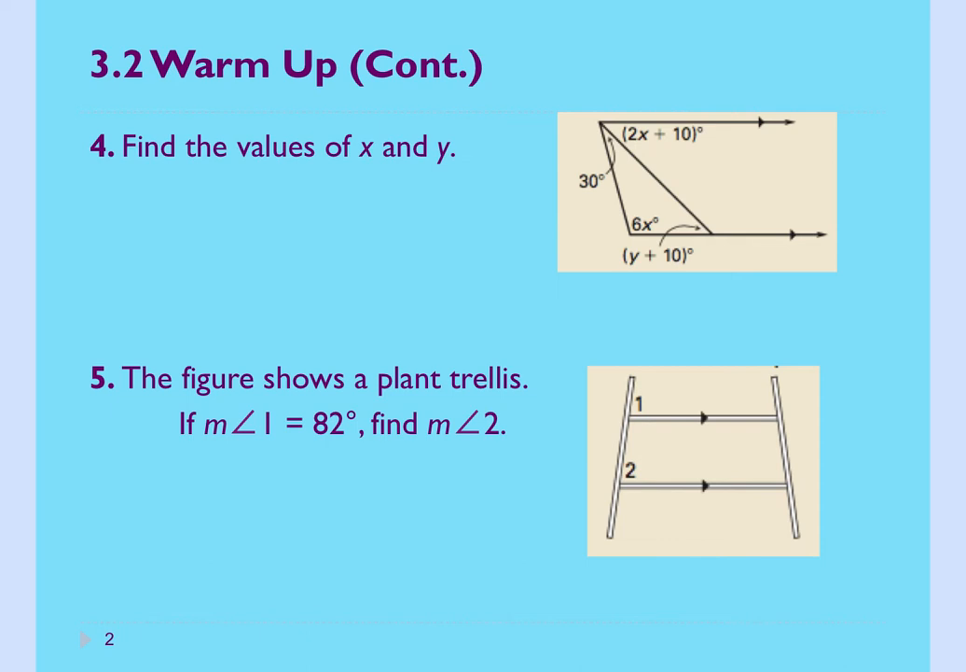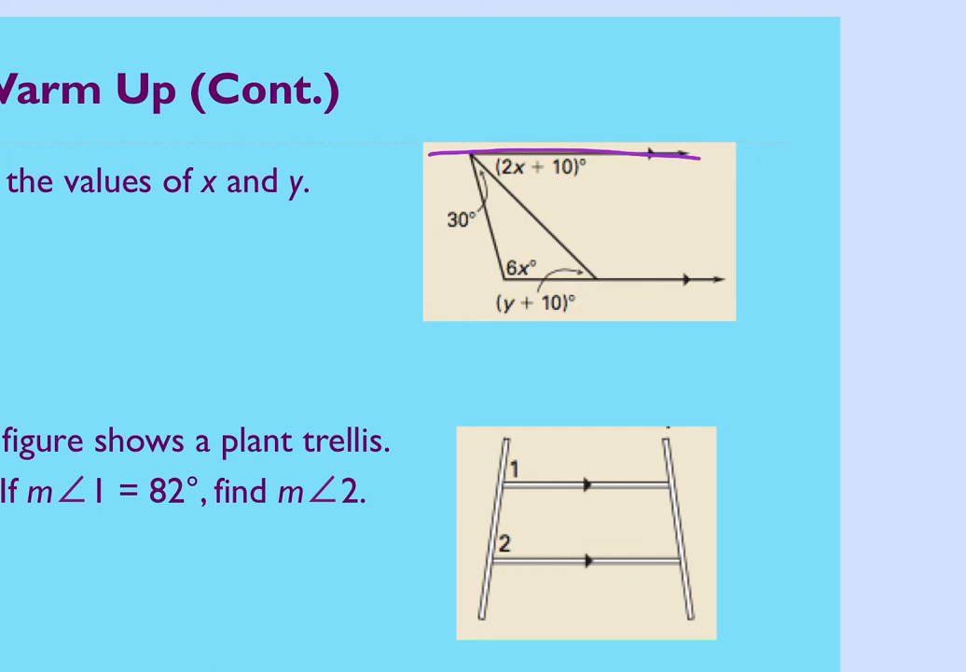All right, number 4 says find the values of x and y. In this diagram, the parallel lines are at the top and the bottom. One thing to look at is that there are 2 transversals, right? So you've got one transversal here, which means that this angle and this angle have what relationship? So that whole angle, which is 2x plus 10 plus 30, plus this whole angle, which is 6x, are consecutive interior, which means they add up to 180.